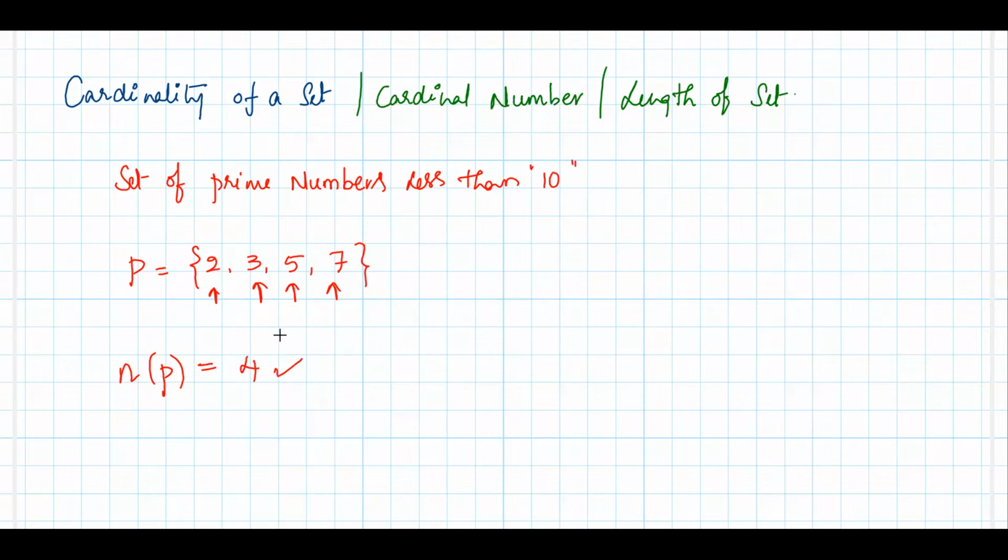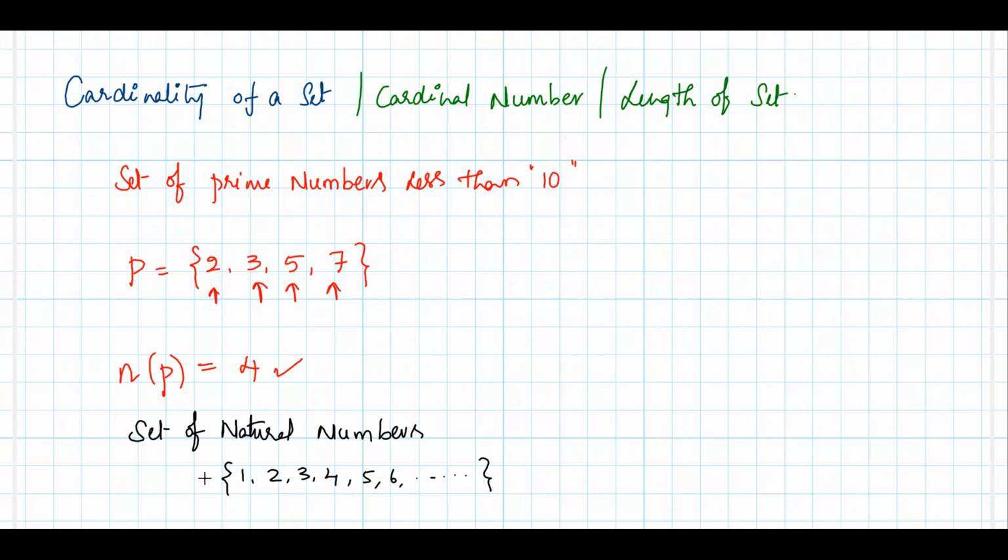First thing here we have to understand: there are some sets where we cannot find the cardinality. Any example? Let's say the set of natural numbers. How many natural numbers are there? Infinitely many. So how are we going to form the set? 1, 2, 3, 4, 5, 6, and so on. There are infinitely many elements. So what is the cardinality of this set? We cannot count them, so we cannot say what the cardinality is here.